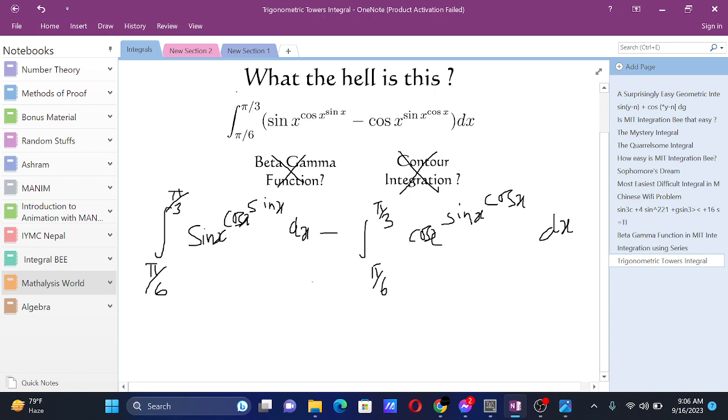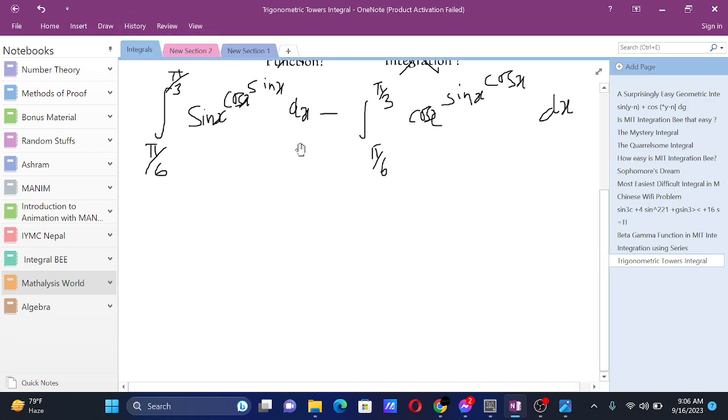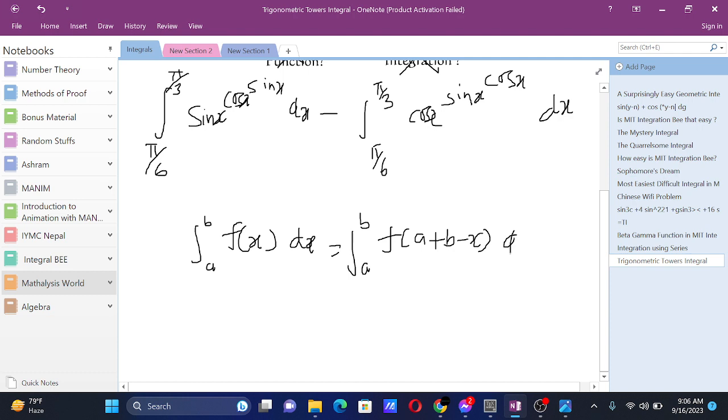Now we will use King's rule. So what is King's rule in integration? The King's rule is something like this. The integral from a to b of f of x dx is equal to the integral from a to b of f of a plus b minus x dx.